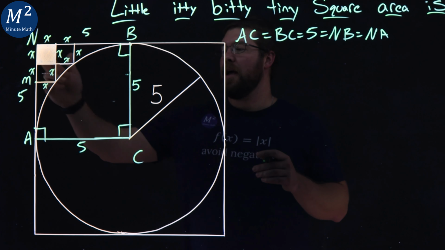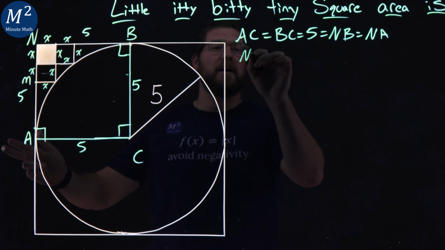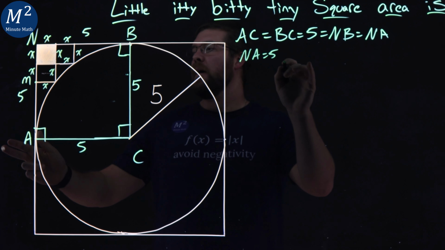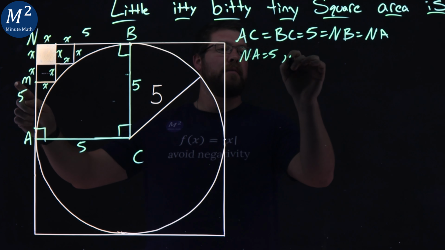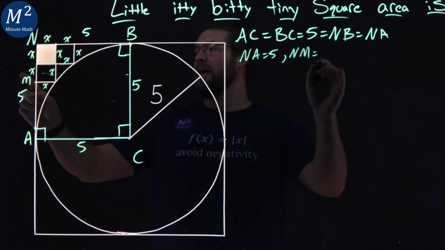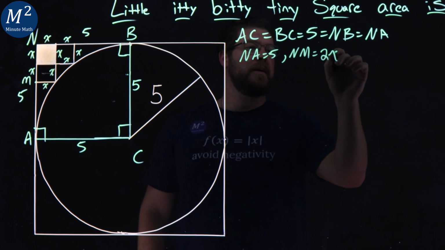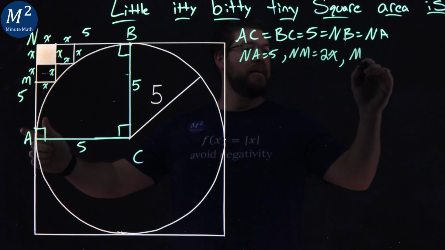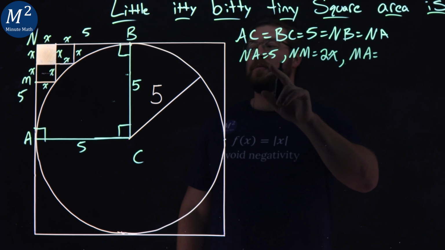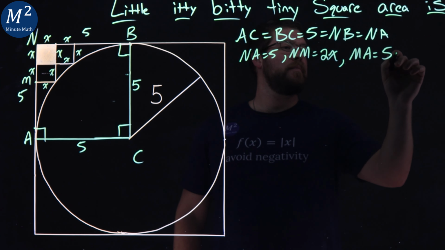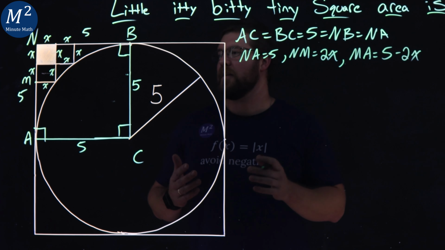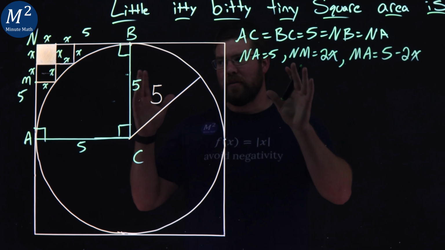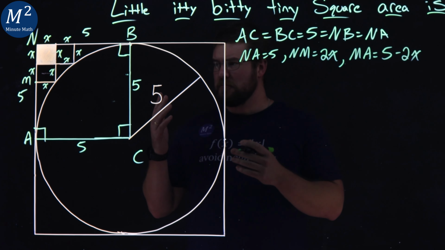So we can say that NA, like we said, has a length of 5. And NM has a length of 2x, right? 2 of them. So the length of MA is equal to 5 minus 2x. So it's nice to have it in terms of x's as well.